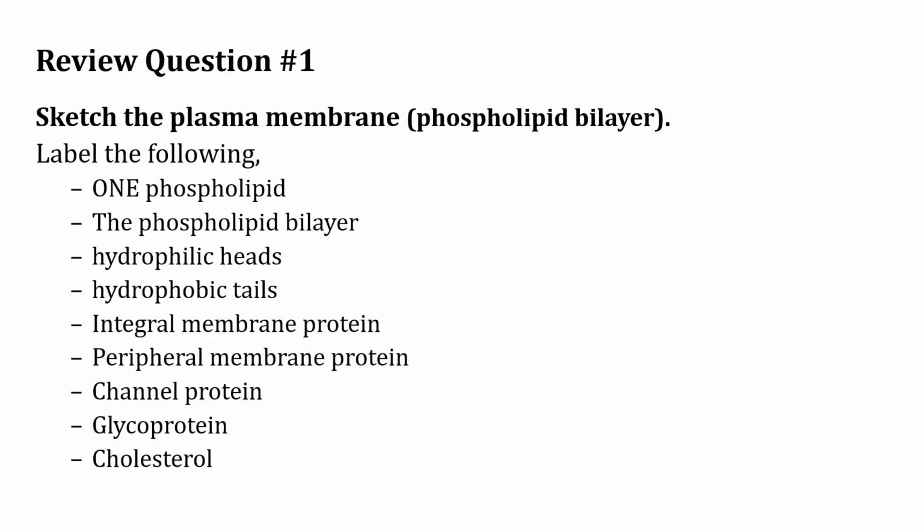All right, so the first review question that I have for you is to go ahead and try sketching a little sketch of a plasma membrane. See if you can remember in your mind's eye what the arrangement of this structure looks like, how the phospholipids look and how they're arranged in a phospholipid bilayer. In the phospholipids, label which one is the hydrophilic part and which is the hydrophobic part. Maybe draw an integral protein, a peripheral protein, a channel protein. Don't worry about this, I haven't talked about these yet. And then a glycoprotein and a cholesterol molecule. Go ahead and pause the video and see if you can come up with a sketch.